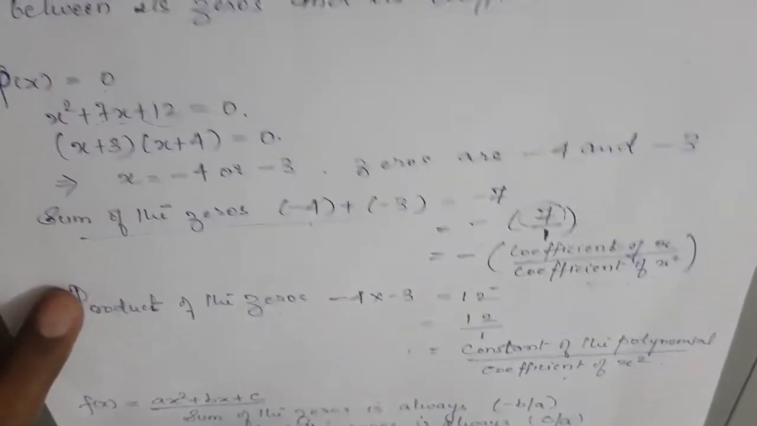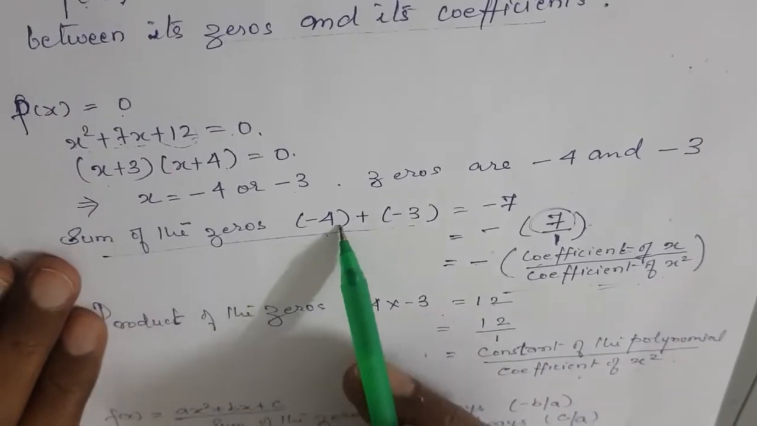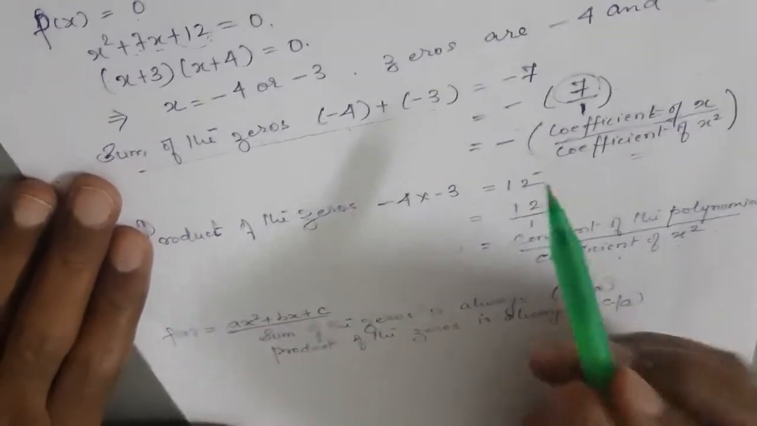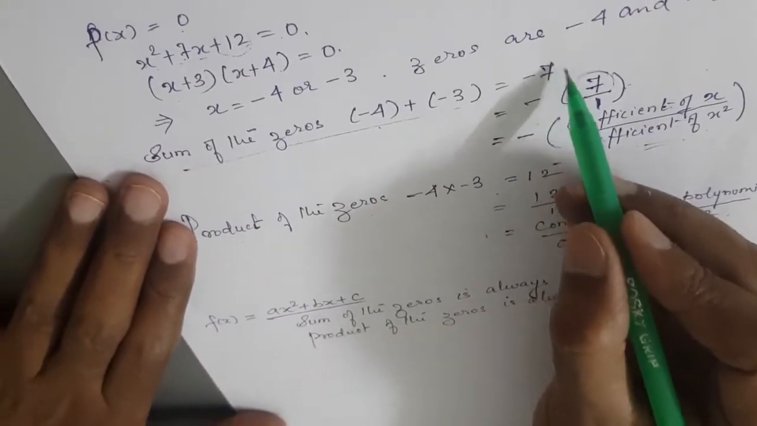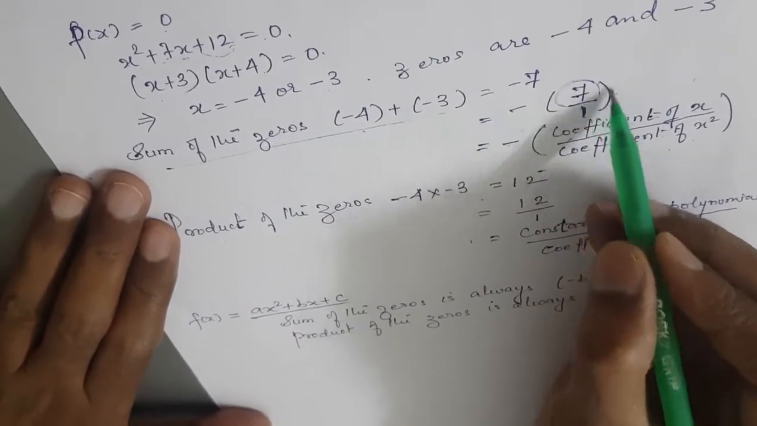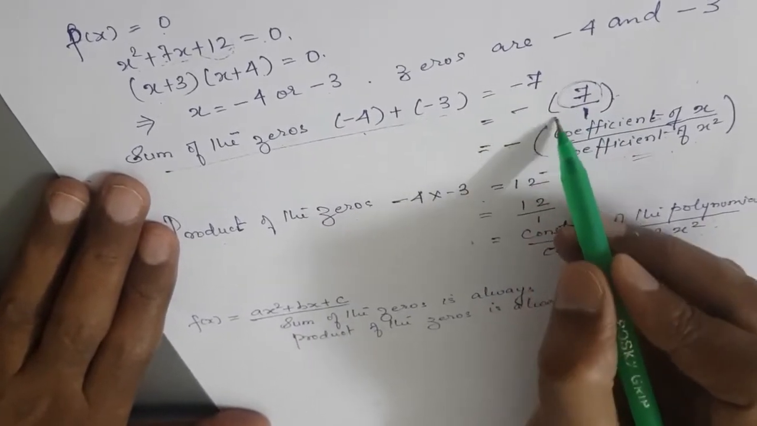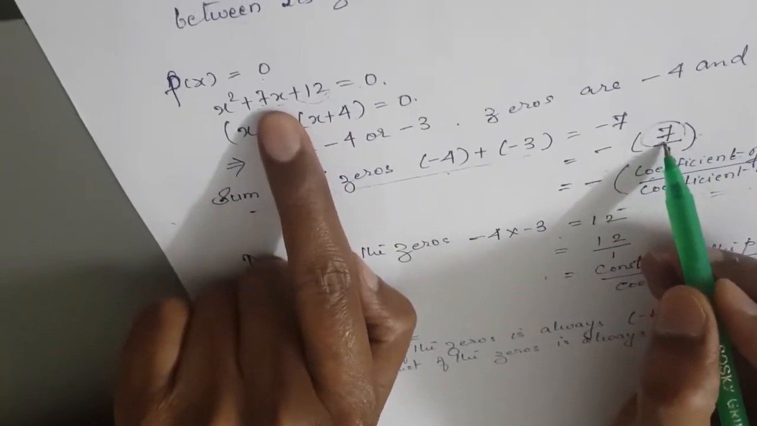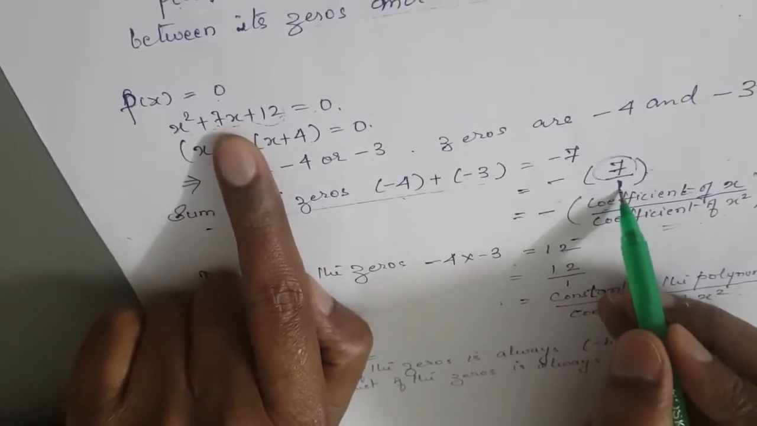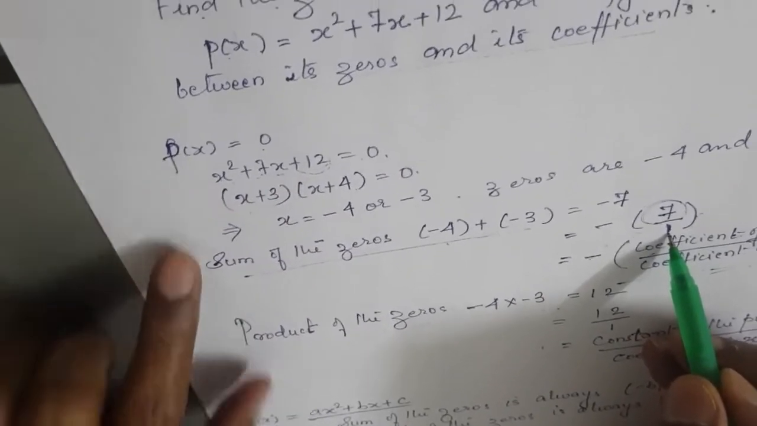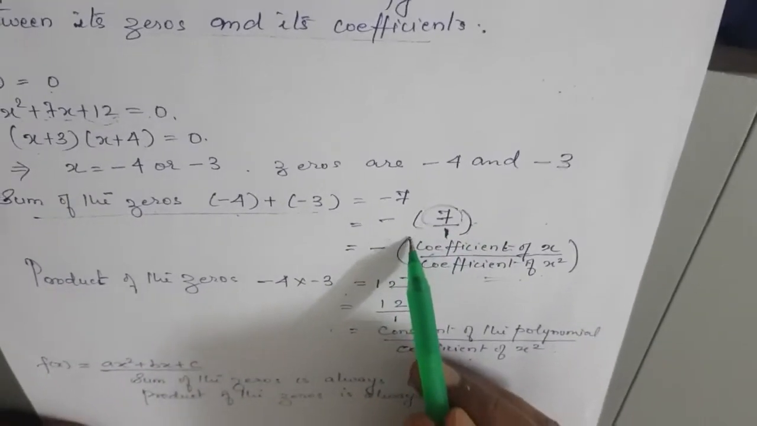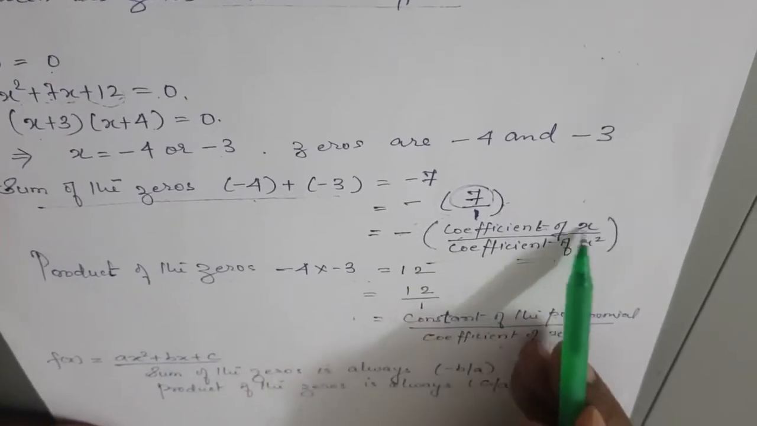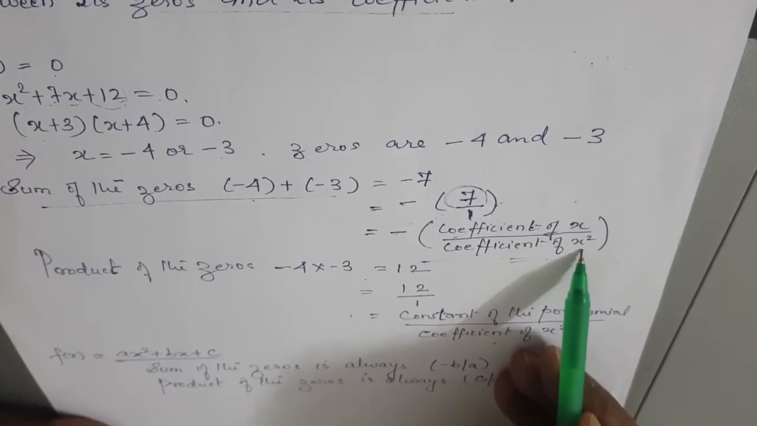Let us take the sum of the zeros. So sum of these zeros will be minus 4 plus minus 3, and that is equal to minus 7. Now this 7, I'll write it as 7 by 1. There is a purpose behind it. Minus of 7 by 1. Now what is this 7? 7 is the coefficient of x here. And what is this 1? The coefficient of x square. So you can relate this 7 by 1 as minus of coefficient of x upon coefficient of x square.